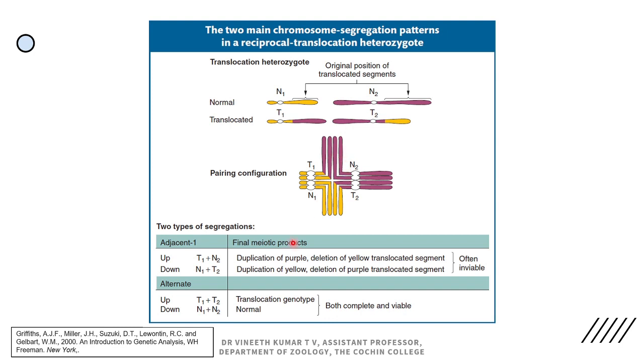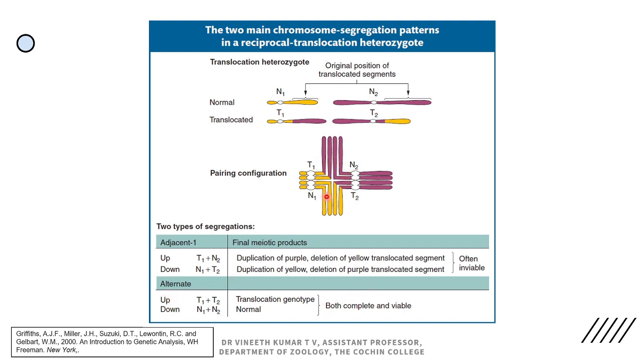After this pairing, they can segregate in two different manners: adjacent segregation and alternate segregation. Adjacent means nearby. T1 and N2 go to one pole and N1 and T2 go to the other pole, like this. That means these two will move to one pole and these two will move to the other pole. In such cases, you can see that there will be duplications, deletions, etc.